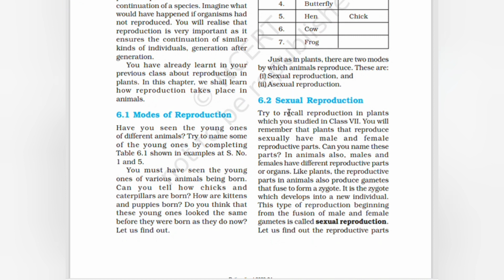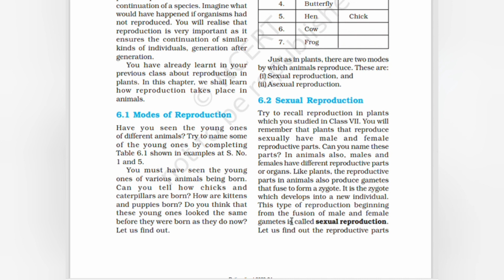Sexual reproduction. Try to recall reproduction in plants, which you have studied in class 7. You will remember that plants that reproduce sexually have male and female reproductive parts. Can you name these parts? In animals also, the males and females have different reproductive organs. Like plants, the reproductive parts in animals also produce gametes that fuse to form a zygote. It is the zygote which develops into a new individual.